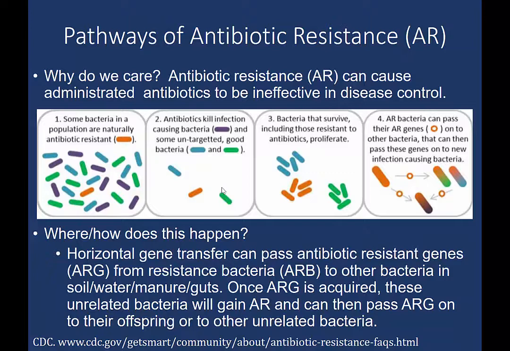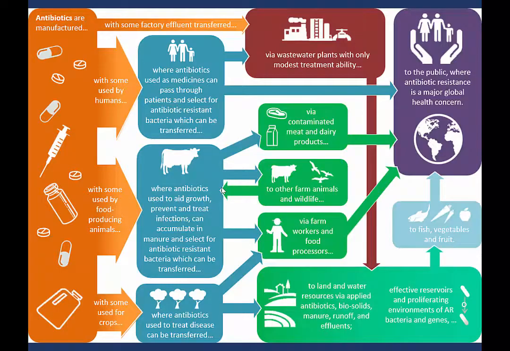So again, once this is acquired, then I get sick, I go to the hospital, and they try to give me different antibiotics. It's not working because the bacteria that proliferated in my body was resistant to that. They try a different one, and you know, we have these superbugs that are resistant to multiple strains of antibiotics. So that's why we care. So where do we have antibiotics? We have antibiotics that are used by humans, we have antibiotics used by food-producing animals, and some used with crops.